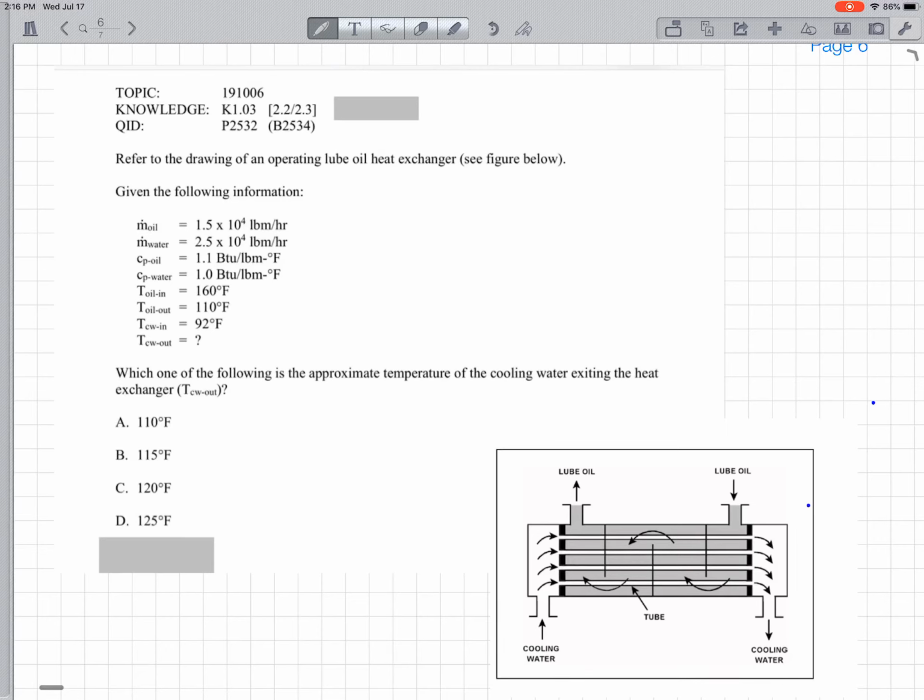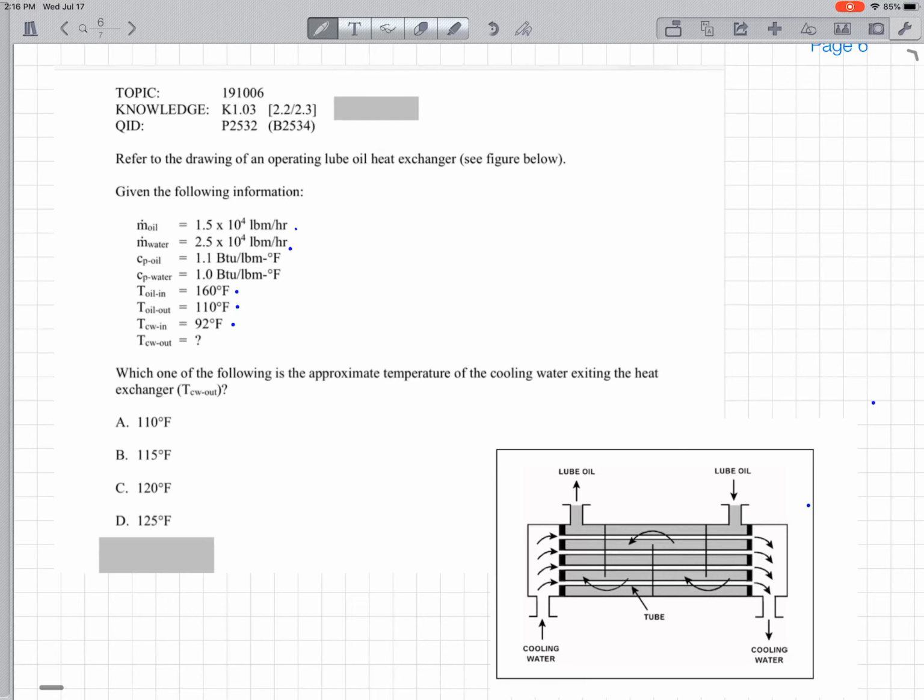First thing we do when we look at problems is we look at the numbers. 1.5 times 10 to the 4, 2.5 times 10 to the 4, 1.1 BTU per pound mass degree Fahrenheit, 1.0 BTUs per pound mass degree Fahrenheit, 160 degrees, 110 degrees Fahrenheit, 92 degrees. Alright, so looking at those numbers, I don't think anything can mess me up. So now we read the problem.